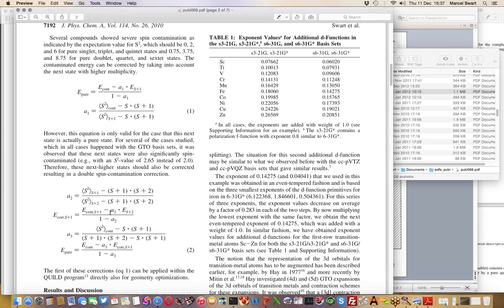Let me see. There was one question from the audience asking whether it's possible to do dynamics using QUILD. Yes, absolutely. The answer is no, not yet. This is one of the things on the to-do list, one of the wish list of things to add to QUILD. But at the moment it is not possible. Okay. Any other questions?